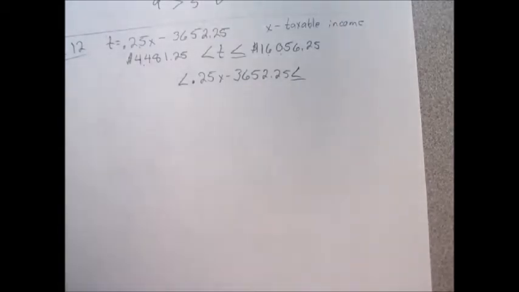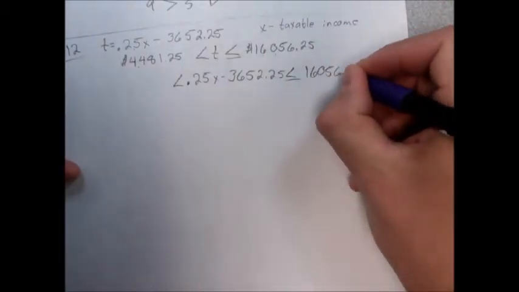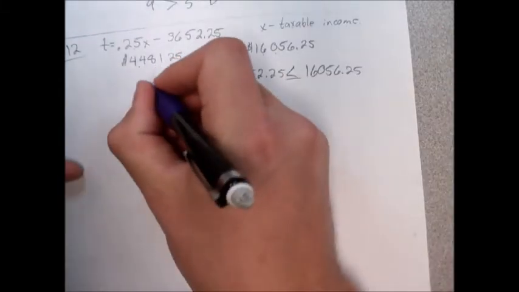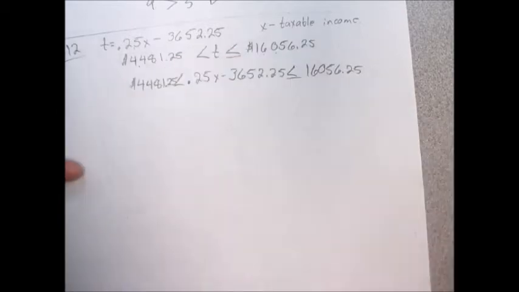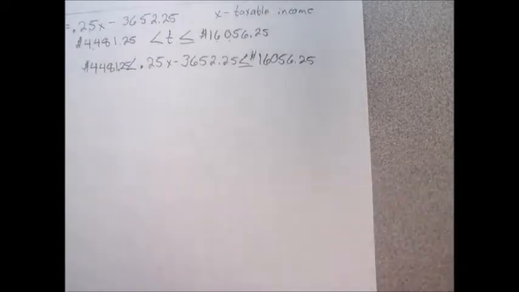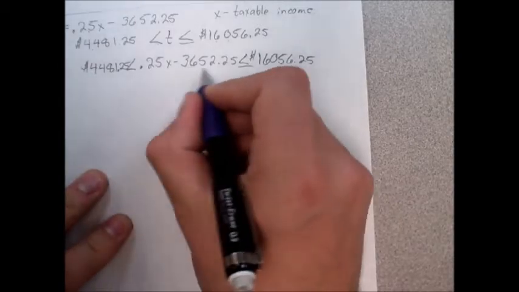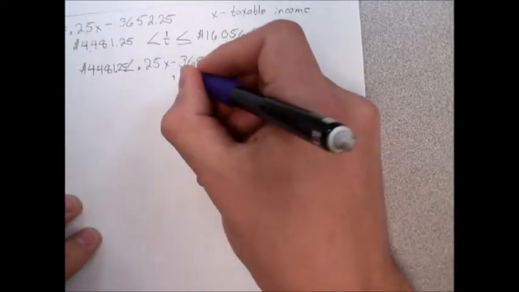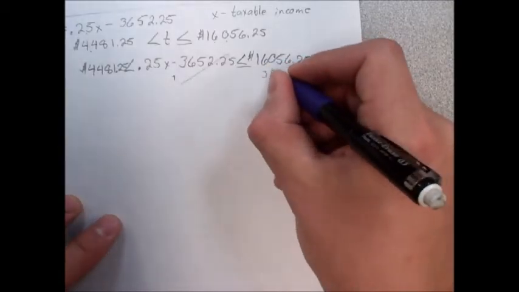The other side says for this tax bracket, the tax due was more than. So it has to be more than. Okay, and then I just write in those amounts, $16,056.25 on the right, and $4,481.25 on the left. Okay, and all I have to do is solve this now. Somebody help me with the calculations because the book isn't a great helper here. We're going to get rid of this 3,652.25 by adding it to all sides. So I'm going to add it to the middle, and that's going to cancel out. I'm going to add it to this side, and it's going to cancel out.